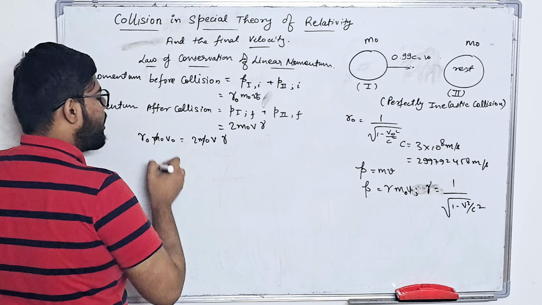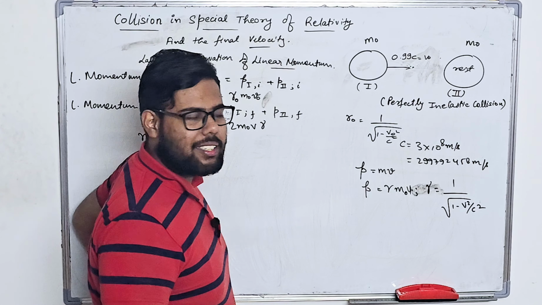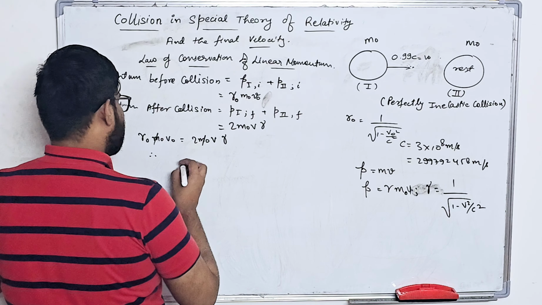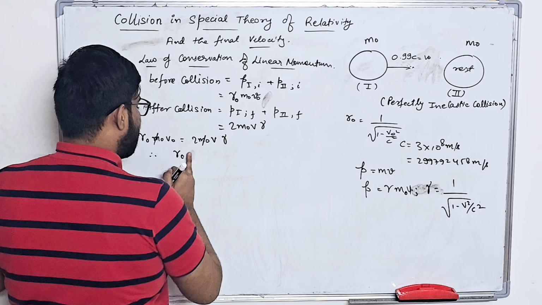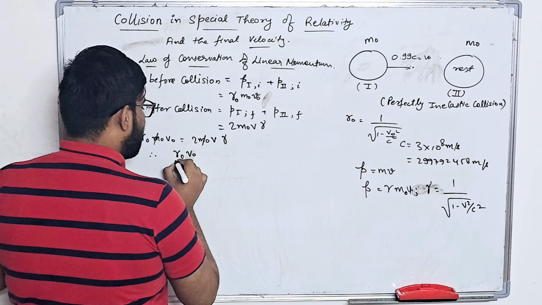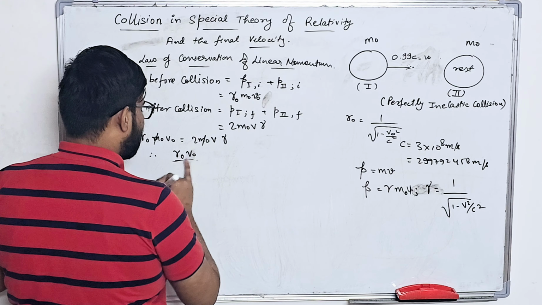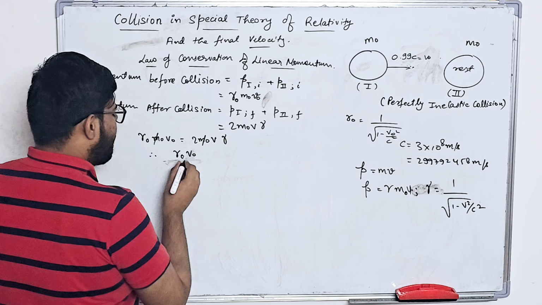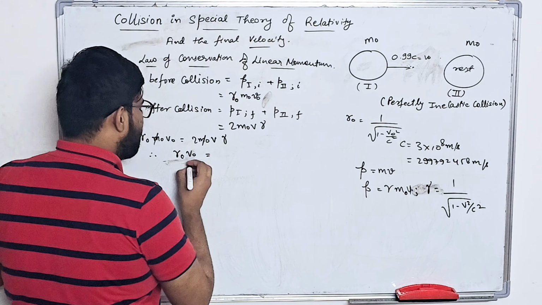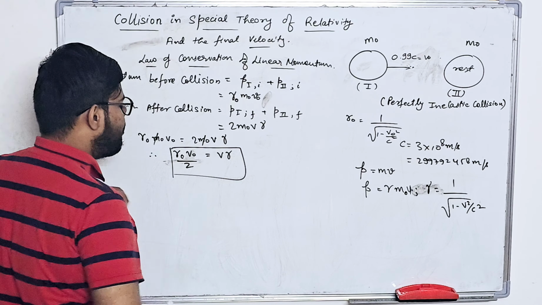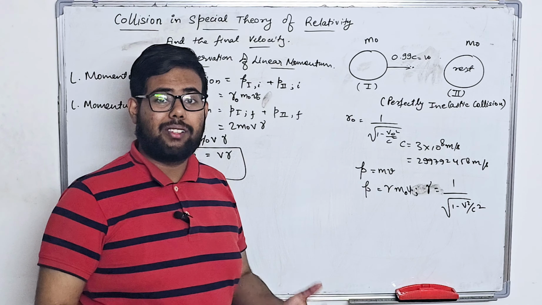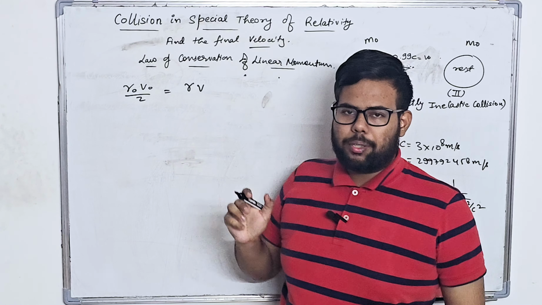So m naught and m naught get cancelled, correct? So we get gamma naught into v naught divided by 2 is equal to v gamma, right? So we have this expression. Now we have to solve this. So let's see how we'll solve it. So we had this expression, right?